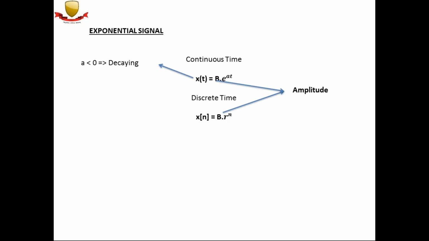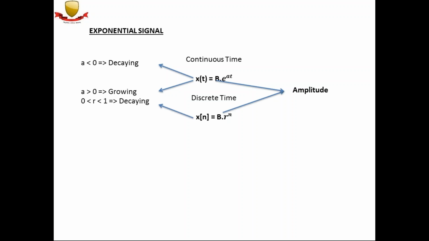Similarly, we have a few cases related to each of them. Related to continuous time, when a is less than 0, the exponential signal is a decaying exponential signal, and the graph will be decaying in nature. Similarly, when a is greater than 0, the graph will be growing in nature.